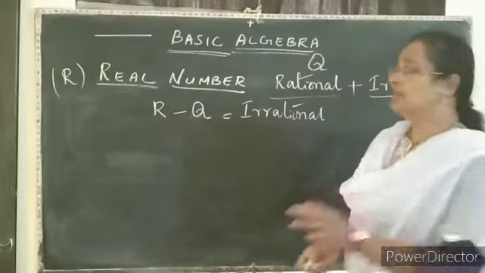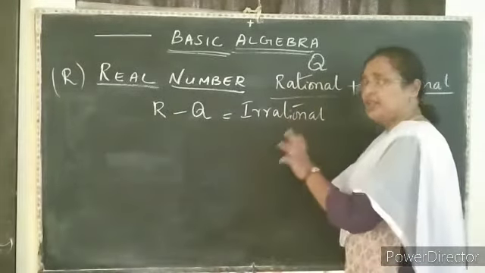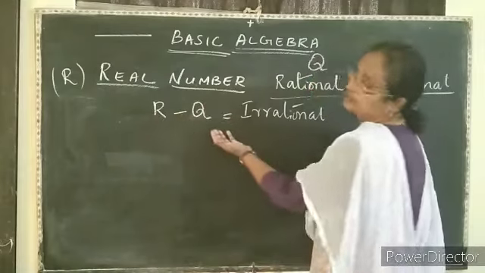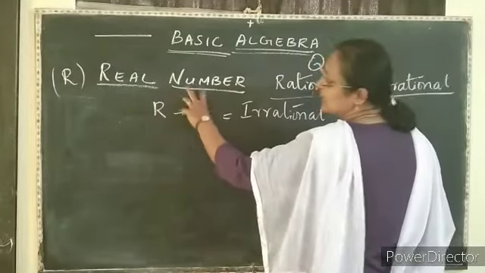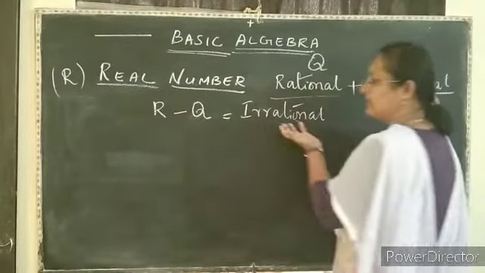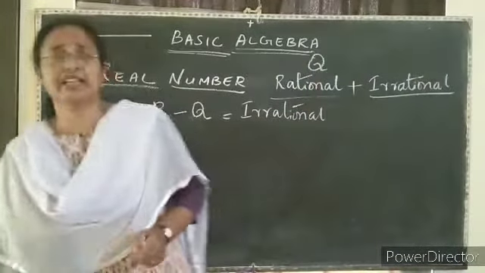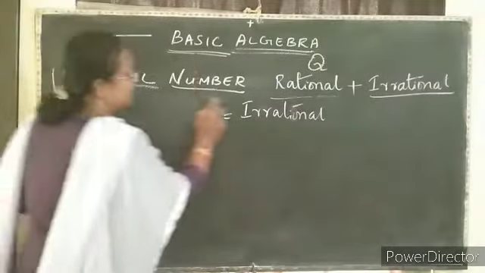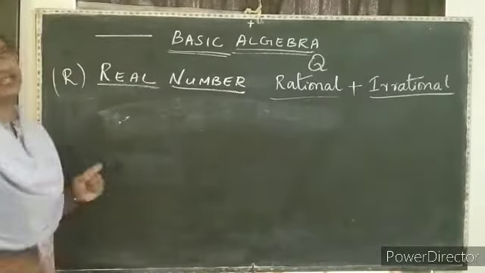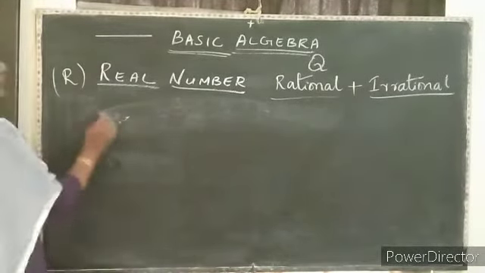Okay, so now this irrational number can be denoted as R minus Q. R minus Q. Subtracting a rational number from the real number will give you the irrational number. Now, to discuss very specifically what is meant by a rational number and what is meant by an irrational number. Okay, so now rational number.